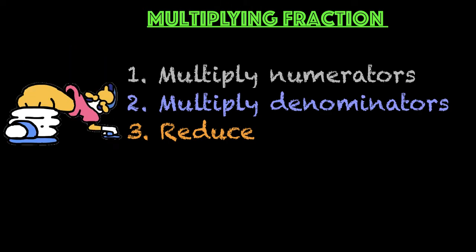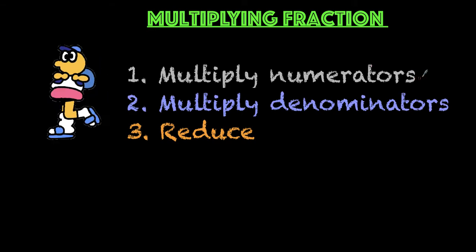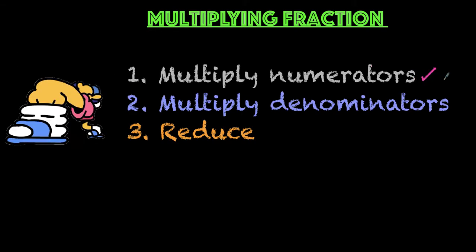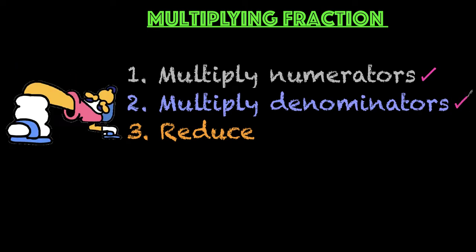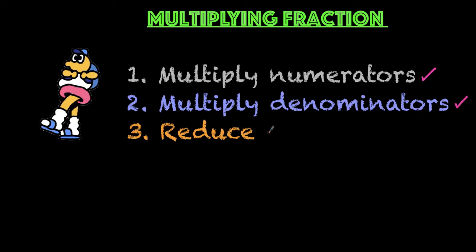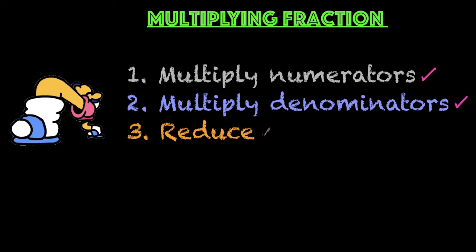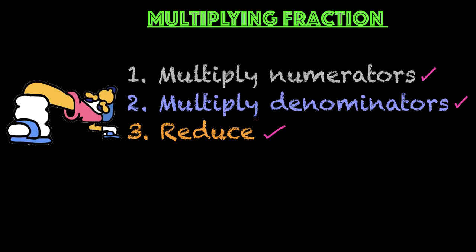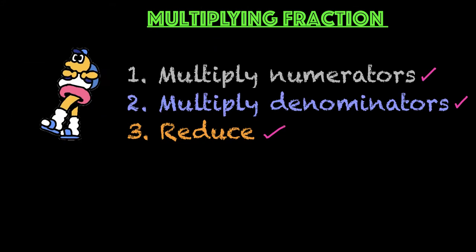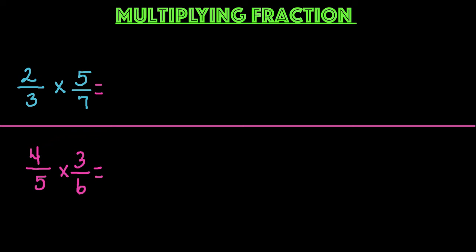So, step number 1, multiply the numerators. Step 2, multiply the denominators. Finally, reduce your fraction when necessary or when you can. So, we're going to practice with 2 simple problems. You can impress your teachers and your classmates because you will know how to multiply fractions in a few easy steps.